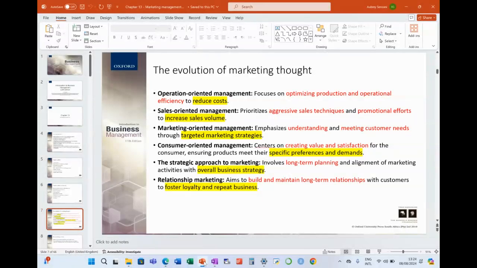Then lastly, there's relationship marketing. Here, we're looking at fostering loyalty, longevity with our clients. We're not just looking to close a sale today and goodbye. We'll never see you again, we don't care, you got what you paid for, and we've gotten our sale. Here we're saying, no, we want to actually retain you. We want you to continue to buy different products with us. That's where all the loyalty programs come in for the upsells.